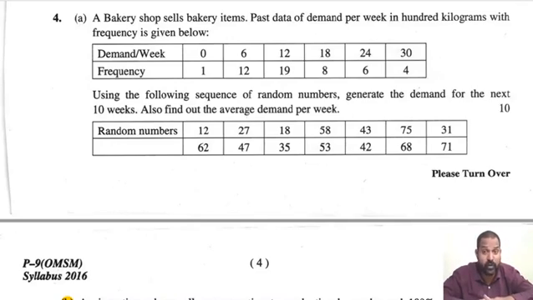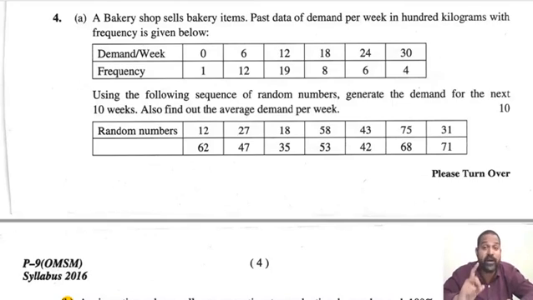So what is given to you? Demand per week with frequency is given to you. Using the following sequence of random numbers, generate a demand for the next 10 weeks. Also find out the average demand per week. You realize such a simple question. All you have to do is change the frequency to probability. After changing the frequency to probability, we will cumulate it, create a range out of it, and pick up the random number. Whichever range it falls in, that is what we will take.